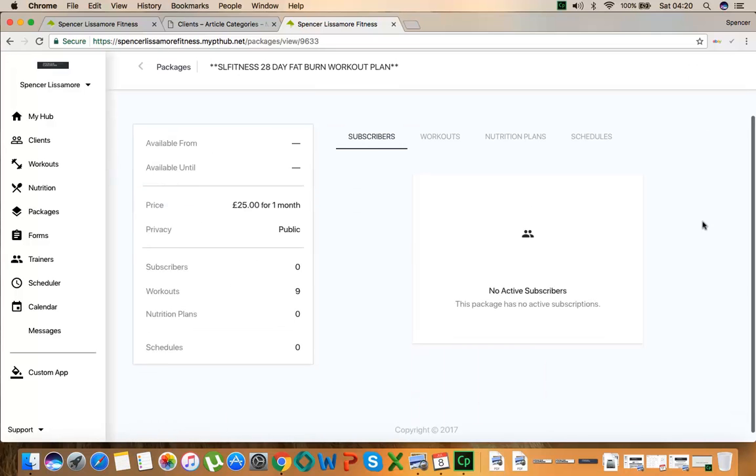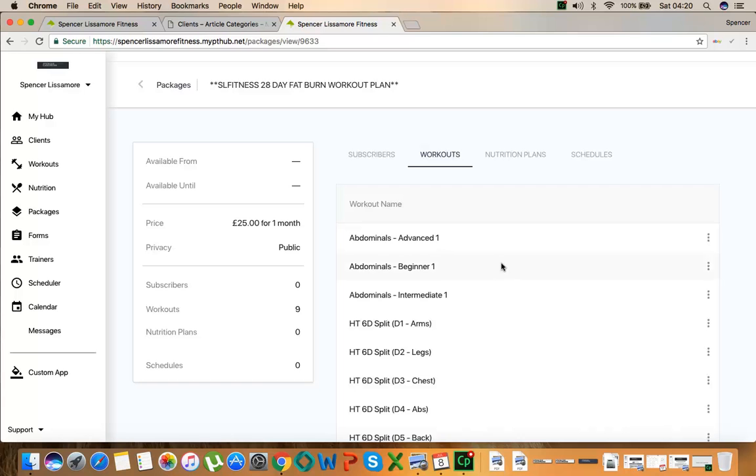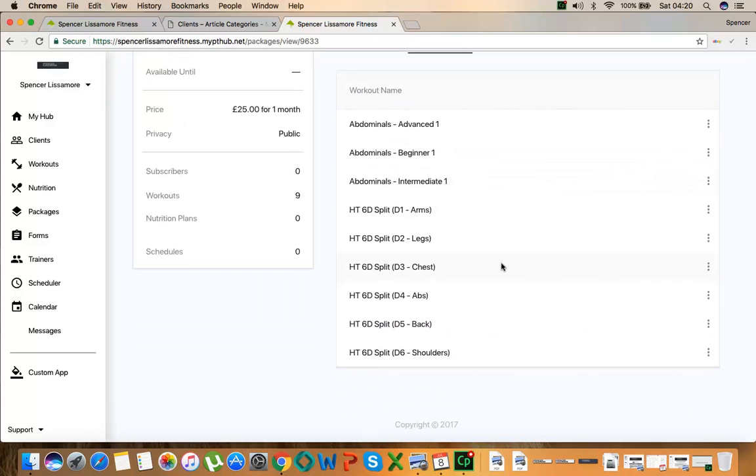And this said package is the 28-day fat burn workout plan for a lovely price, may I add, of £25 per month. So we can subscribe to that, whereby you as a client can renew every 4 weeks for £25. Alternatively, you can take it as a one-off payment, and that incorporates a workout consisting of a 6-day hypertrophy split: arms, legs, chest, abs, back, shoulders. I'm not going to insult your intelligence, you can see that yourself.